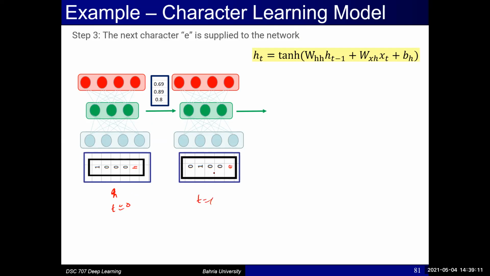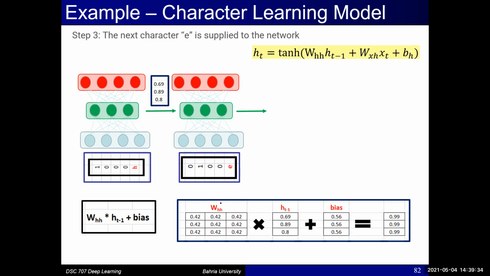So we are feeding the second character, which is E, and this is coming from the previous time. This is H0, and now we'll be computing H1. Okay, so now this is coming from the previous timestamp. You see, previously there was nothing, so we assumed it is all 0. Now we have something coming from the previous time step, and we have the new information coming here. So we'll repeat the same process.